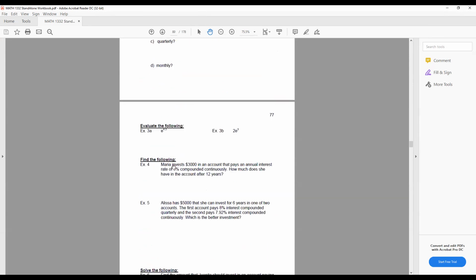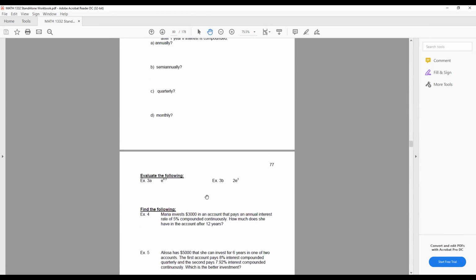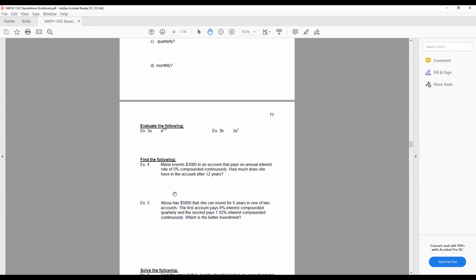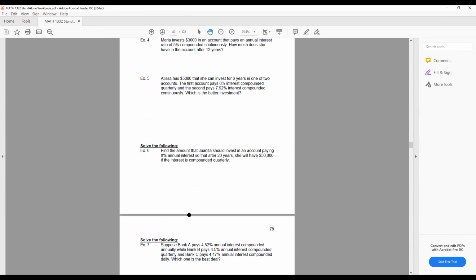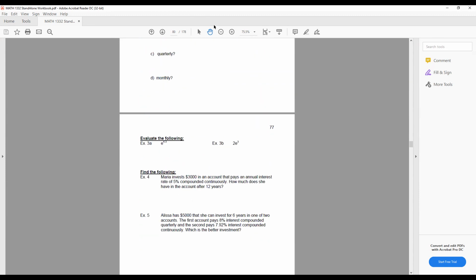All right, so example 3. That's weird. It looks like they're going to get into compounding continuously. Yeah, so as soon as you see this keyword here, continuous, we're going to use a different formula. It will not be the other one that we just did.